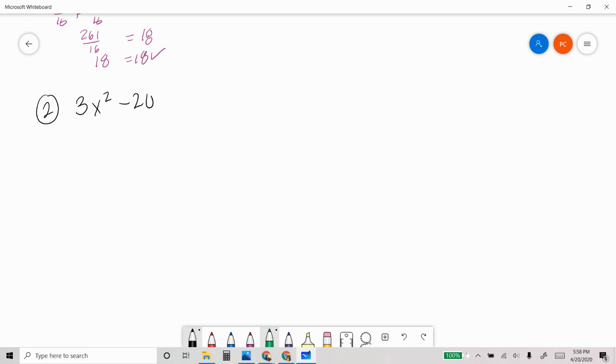Okay, this one I would like you to try on your own. 3x squared minus 20x equals negative 12. Remember to go through those similar steps that we went through last time. Go ahead and try that. Okay, let's try this one on our own now.